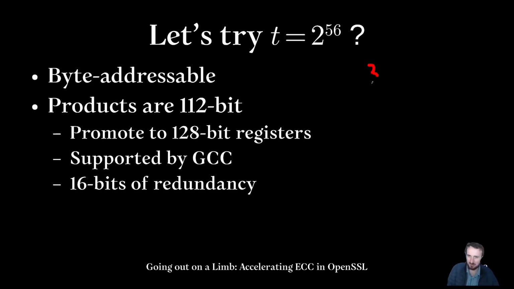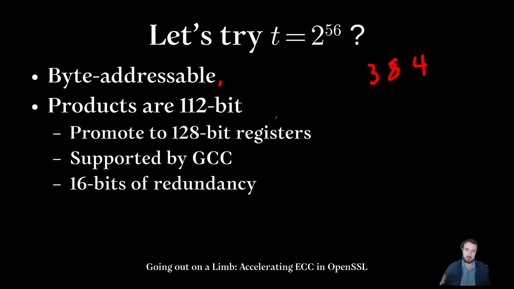One thing which you'll notice about the number 384 is that it is very much not divisible by 56. That would mean it would have to be divisible by 7, which it is not. So why would we pick t equals 2 to the 56? Well, 56 is however divisible by 8, so its parts are byte addressable, tick. The product of two 56-bit numbers, what's 2 times 56? It's 112. So the products are themselves 112-bit numbers.